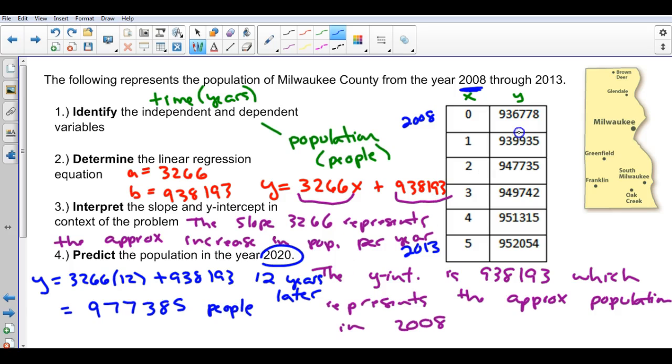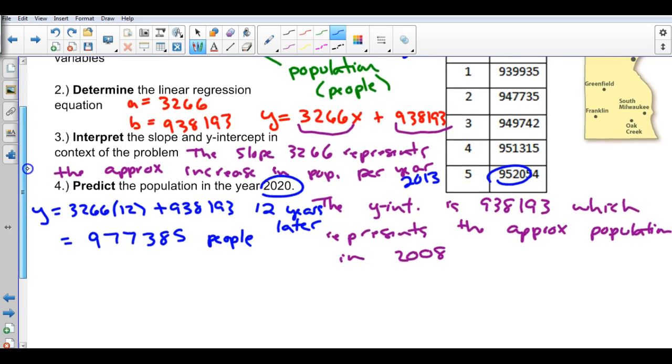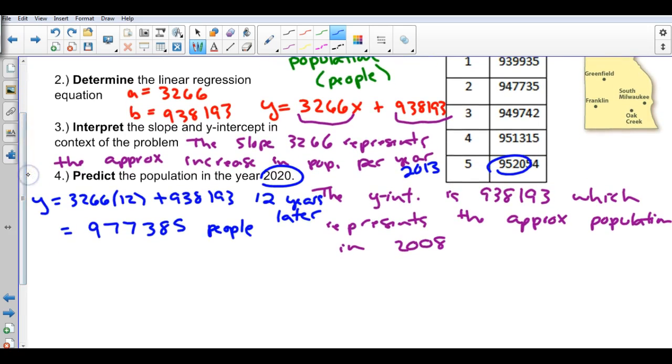So take a look at our data here. Over a span of 5 years, we're going from 936,000 to 952,000. So we're going to keep going an additional 7 more years past that, and that's why our population would approximately be 977,000. So it seems like a reasonable approximation. It seems like our population is growing in a linear trend, and that's why we're able to use a prediction model with linear regression.